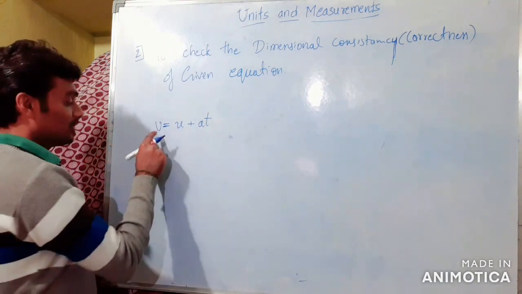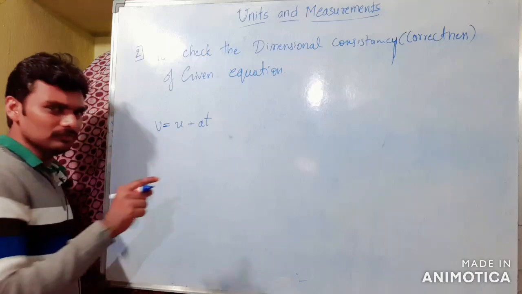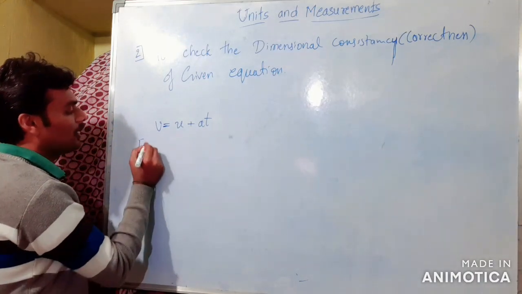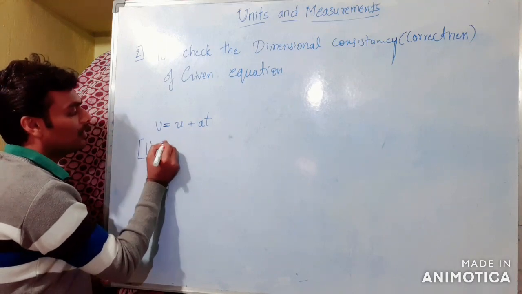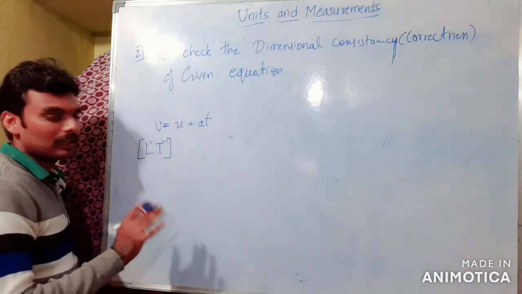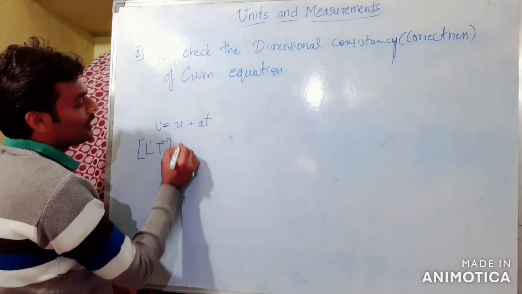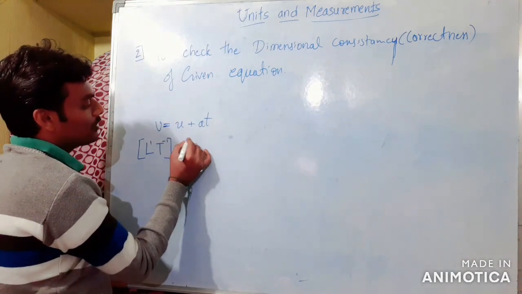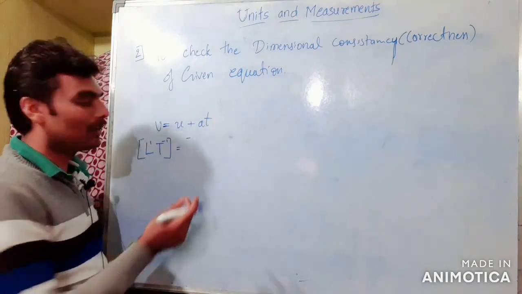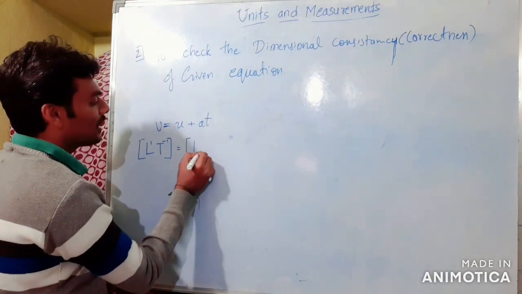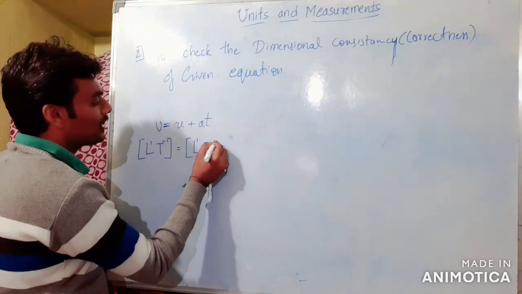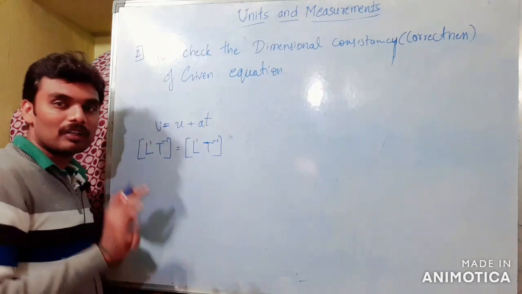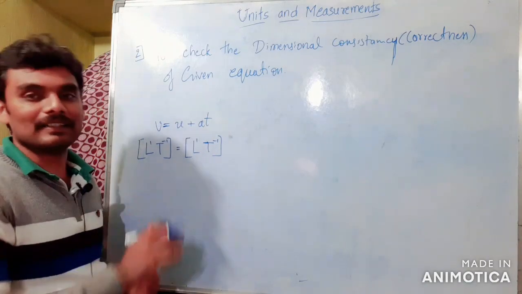In the first place, what is the dimension of v? V means velocity. The dimension of velocity is simple, it is L1 T minus 1. That's it. Clear? So it's done. Now coming to the RHS part, what is the dimension of u? What is u? U is again velocity and its dimension is L1 T minus 1 again. So that's it. So this much of the equation is so far dimensionally consistent.